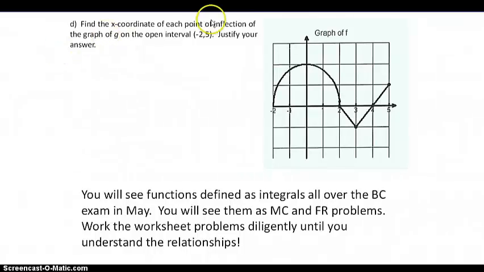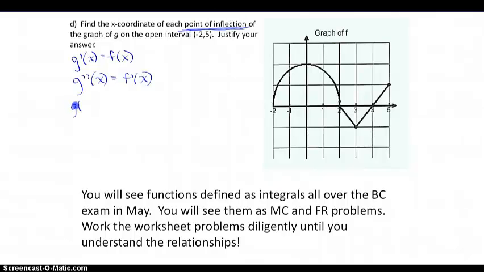So part D, find the x coordinate for each point of inflection of the graph of g on the open interval from -2 to 5 and justify your answer. Well, we've already shown them in part B that we understand g prime equals f, and we could show them therefore we understand g double prime equals f prime. And so we clearly need to tell them, based on our information on f prime, when g will have a point of inflection.